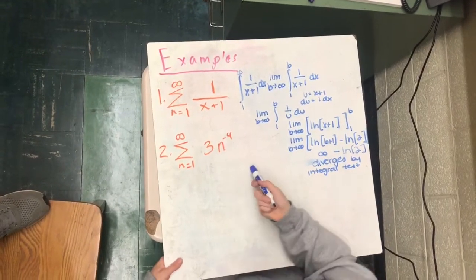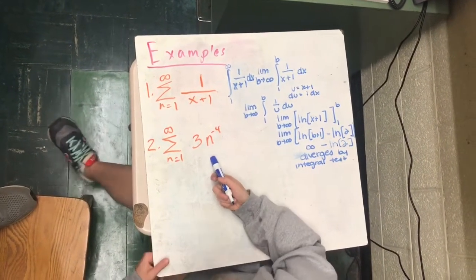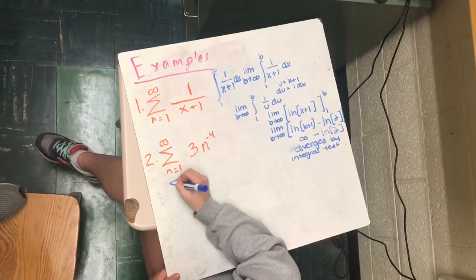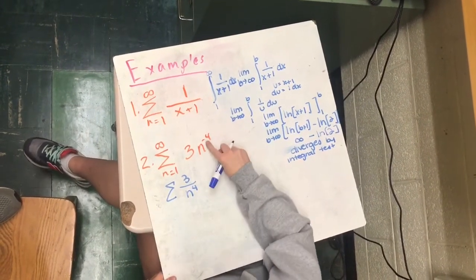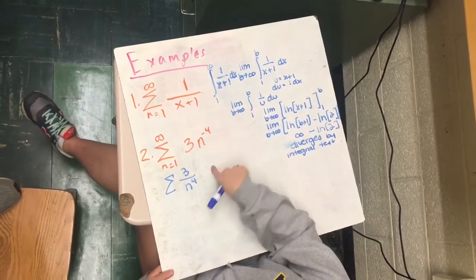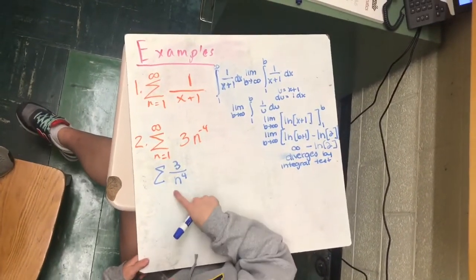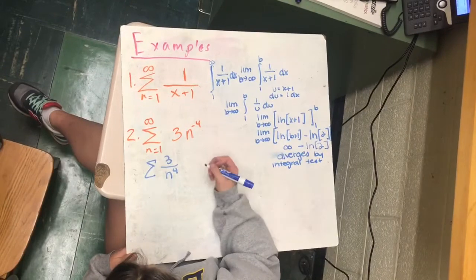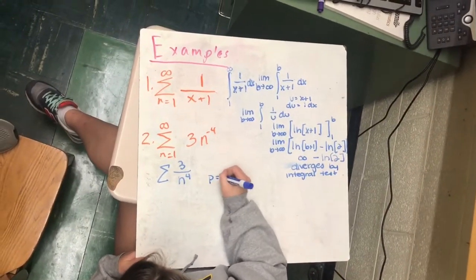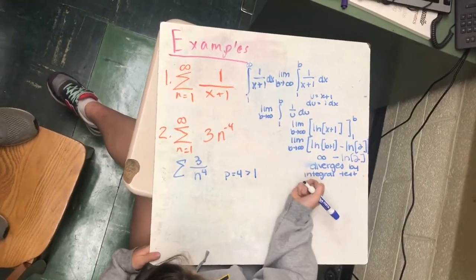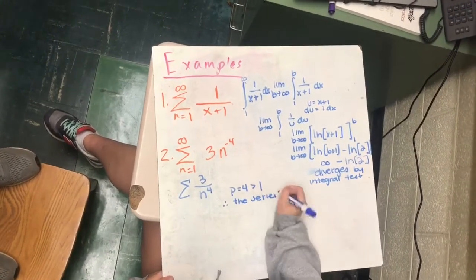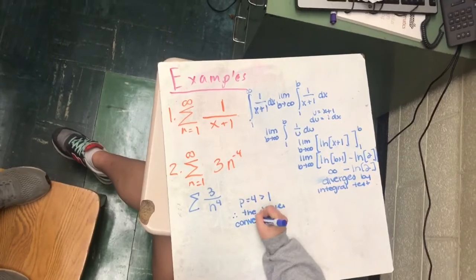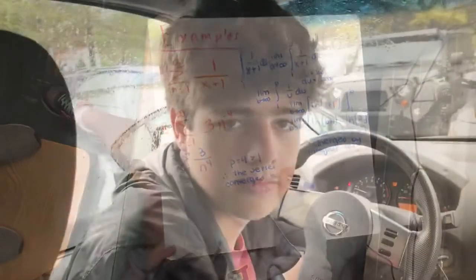And for the second one, this is a p-series test. So I can convert the series to look like a p-series, which is 1 over n to the p. So I can have 3 over n to the 4th because a negative exponent means that it needs to be moved to the bottom of the fraction. So for the sum of this, I can do p-series test. So p is equal to 4, which is greater than 1. Therefore, the series converges by p-series test.